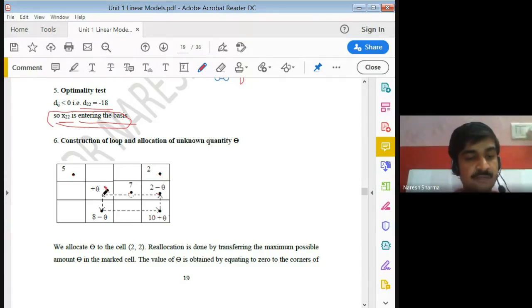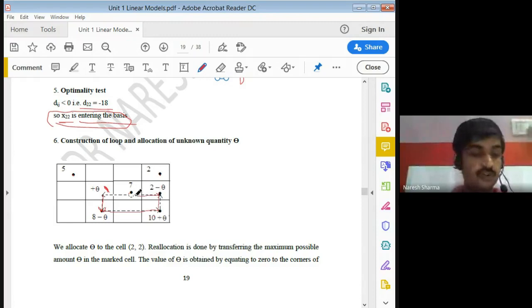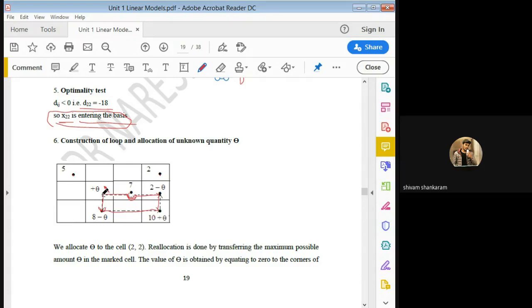Closed circuit means we go downside and join the line dot with dot only. Start with your x22 and it should end at the x22 location. So we go from x22 to 32, then right side, that is 34, then 24, then return to this. We skip this one. So go to this location x22.